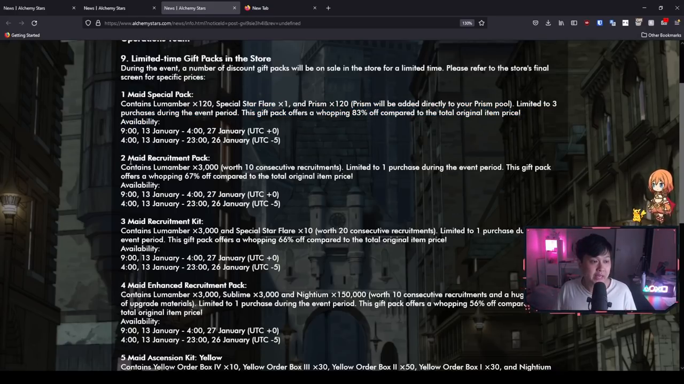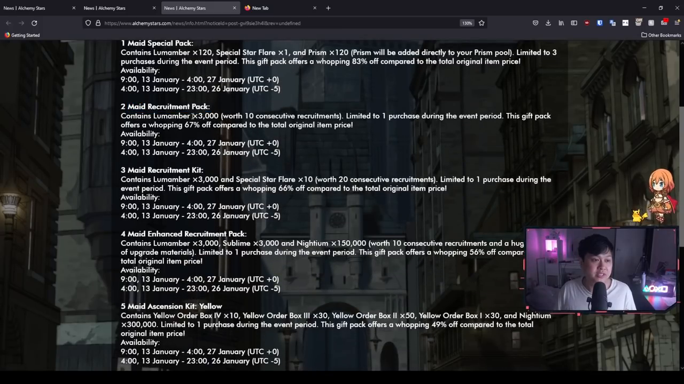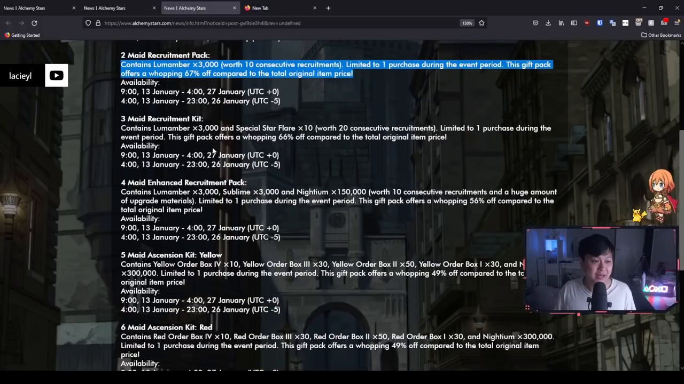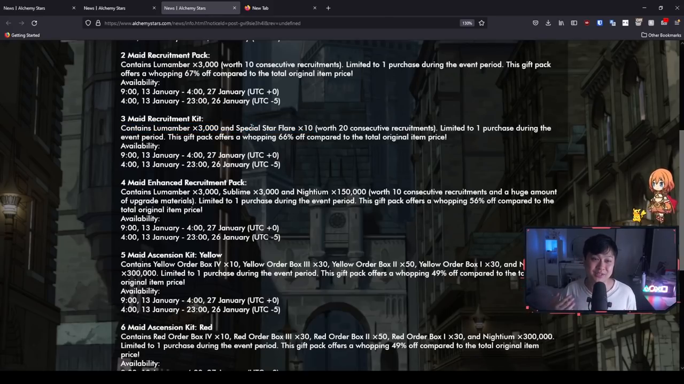All right, moving through, we have the Maid Recruitment Pack over here, which is 3,000 Loom Amber, so 10 rolls. This bad boy, I believe, is 10 rolls for, I think, 10 USD. For me in Australia, it's 16 USD. And then moving down once more, the 10 rolls plus another 10 rolls, so 20 rolls. I actually don't know how much this is in USD. Maybe it's like 20 USD, but it's like 36 bucks to me. So it starts getting a little bit crazy for the non-US players at this point.